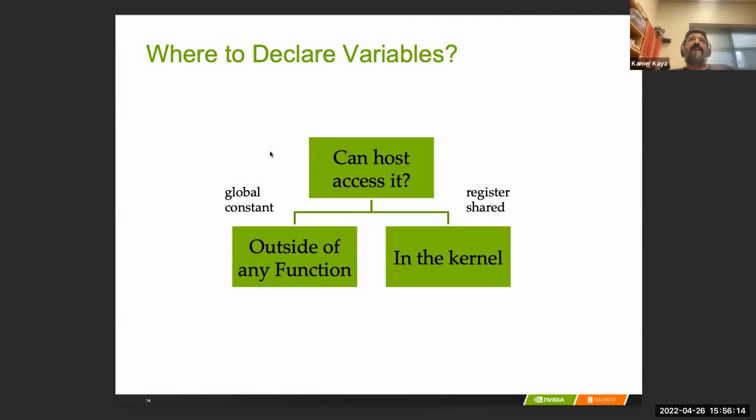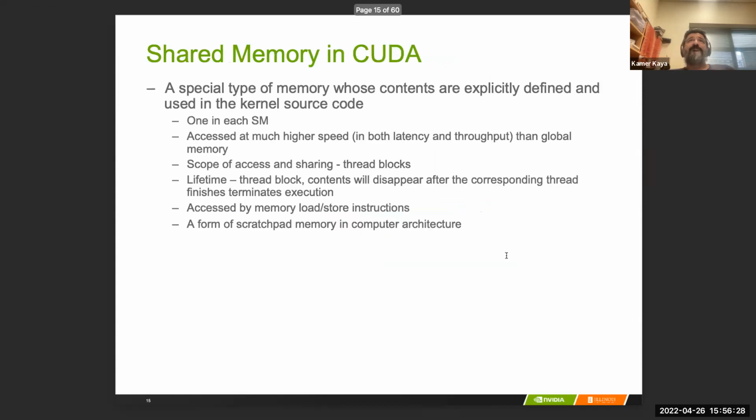So where to declare variables? We already solved that table, in fact. So global and constant, you can define them outside of any function. And register and shared should be inside the kernel. So shared memory in CUDA is a special type of memory whose contents are explicitly defined and used in the kernel source code.